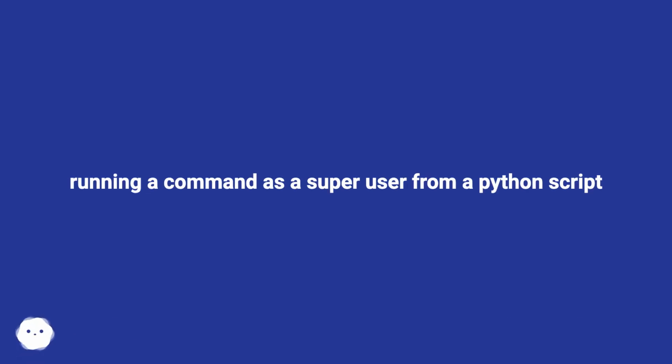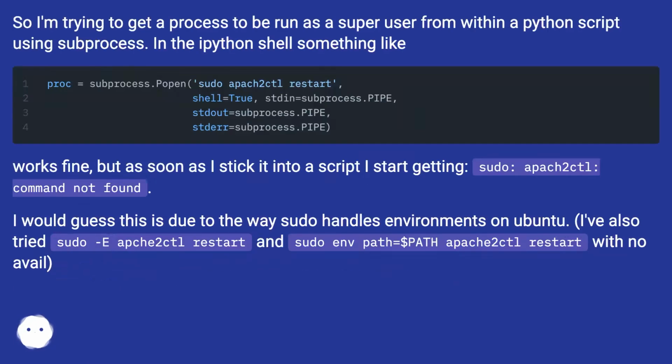Running a command as a super user from a Python script. So I'm trying to get a process to be run as a super user from within a Python script using subprocess. In the IPython shell something like this works fine, but as soon as I stick it into a script I start getting "sudo: apache2ctl: command not found". I would guess this is due to the way sudo handles environments on Ubuntu.